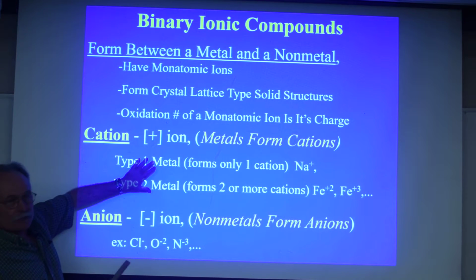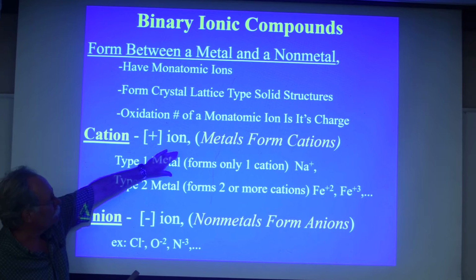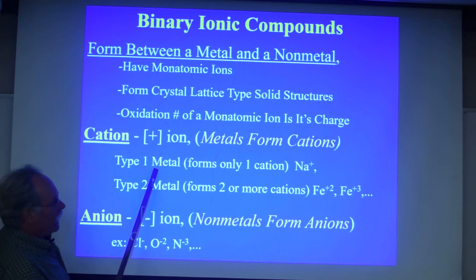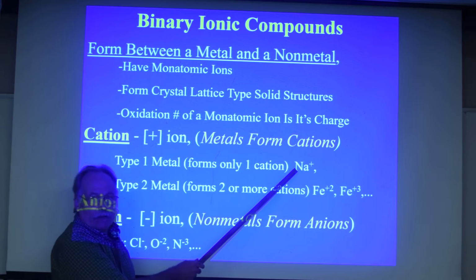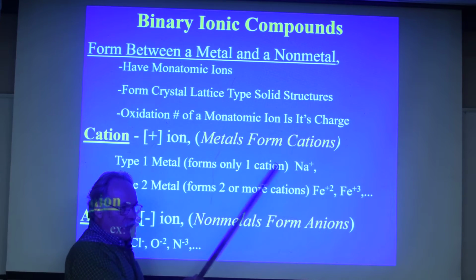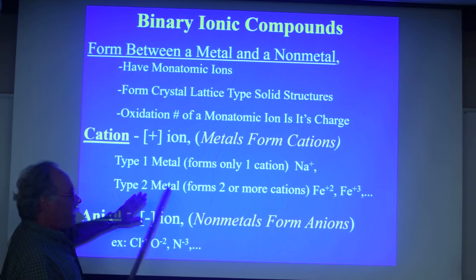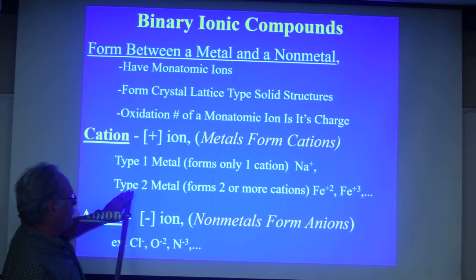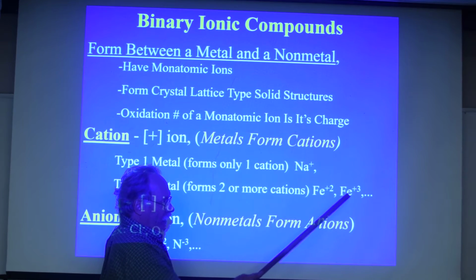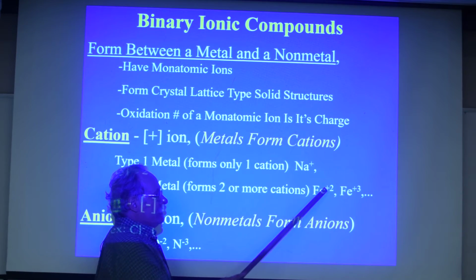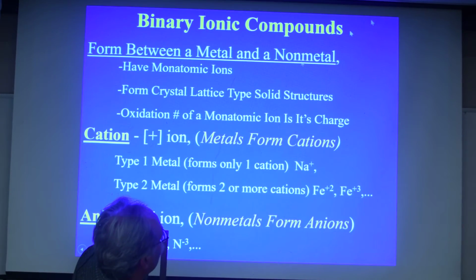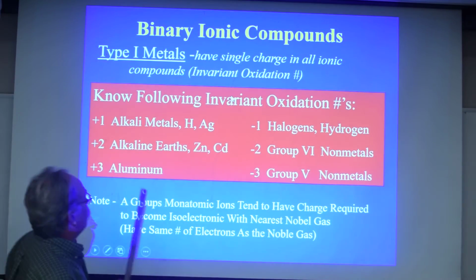We noticed that there are two types of metals, and we're going to look at the first type in this slide here today, in this presentation. And these are the type 1 metals, which have an invariant oxidation state. That is, they only have one positive charge state. Okay? There are other metals which are a little bit more complicated, and we're going to call them the type 2 metals, that have more than one cation. So iron can be a +2 or a +3, whereas sodium can only be a +1.